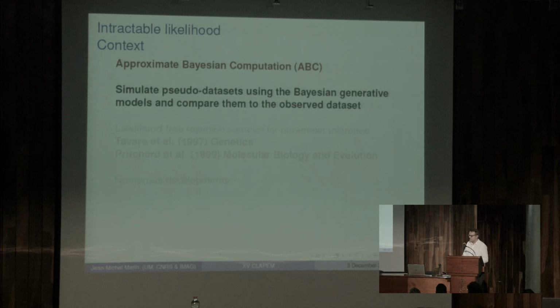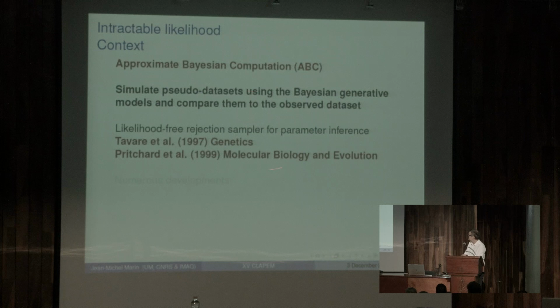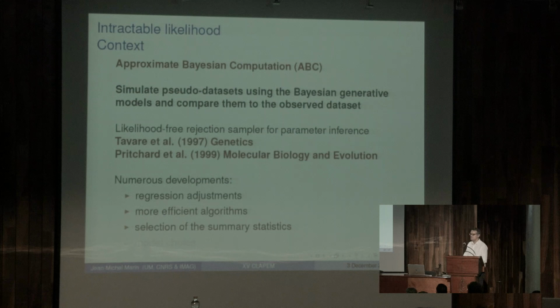This strategy consists of simulating a pseudo data set using the Bayesian generative model and comparing the pseudo data set to the observed, and then deducing some interesting parameter values. When the simulated pseudo data set is close enough to the observed, you say that the parameter value used to simulate this pseudo data set comes approximately from the posterior. This is what is called the rejection sampler for parameter inference. And there are numerous developments of this strategy: regression adjustment, more efficient algorithms, selection of summary statistics. There are also some model choice developments, and I will speak about that right now. And there are also a lot of theoretical results on this type of approximation.